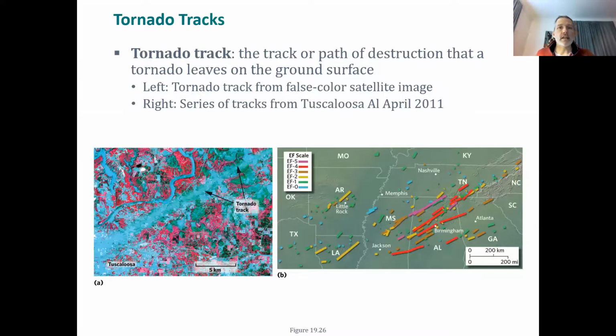When we start looking at these tornadoes, we can actually track them, and there's definitely a pattern to these tornado tracks. They're all moving from the southwest to the northeast. We can see these are tracks that are just south of us here, and you can see they're all moving in the same general direction.